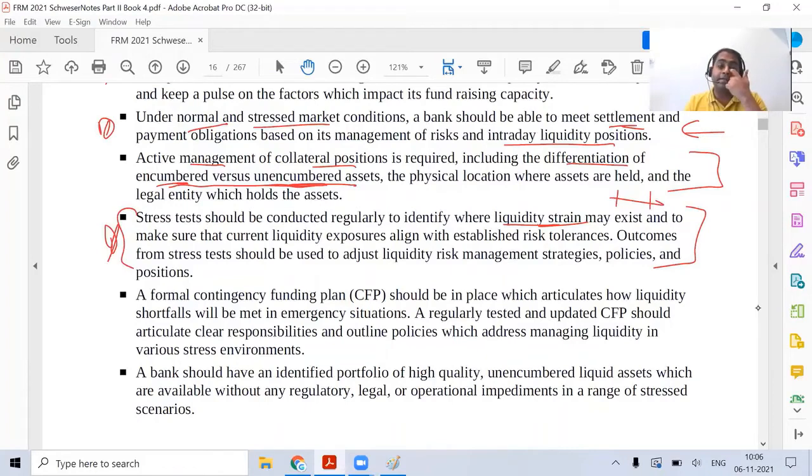Okay, next is contingency funding plan. Now this contingency funding plan means if there is a bad scenario, how will we manage it? If there is an emergency scenario where we need money or any particular event has happened, we need to tackle it. So your contingency funding plan should have liquidity also included in it. You need to make sure that you have a sufficient amount of liquidity to manage that stressed or emergency-like scenario.